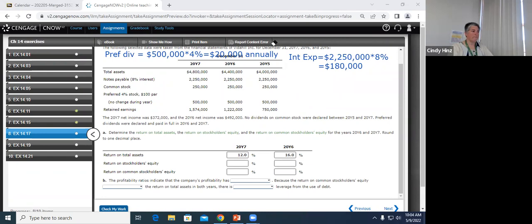Okay. Let's move on then to our second calculation, which is return on stockholders' equity. This is normally abbreviated ROE, return on equity. Remember, this is the total stockholders' equity, so we're not yet taking into account those preferred dividends. So the return on equity is the net income. So for 2017, that would be 372,000 divided by the average total stockholders' equity.